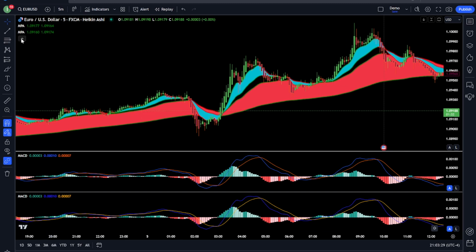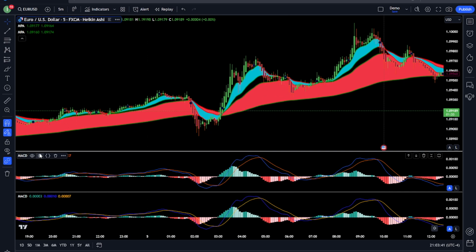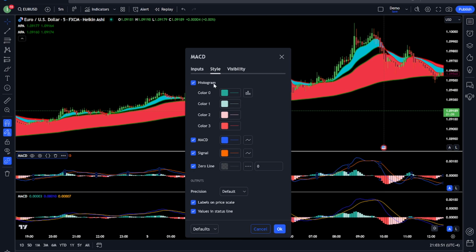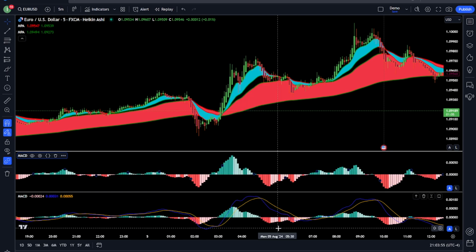for the MPA indicators. And coming to MACD, we'll keep the inputs the same as we used for the first MPA and second MPA. The first MPA we had 8 and 21. So on the first MACD, we'll change the fast length to 8 and slow length to 21. And then we don't need the MACD and signal line.